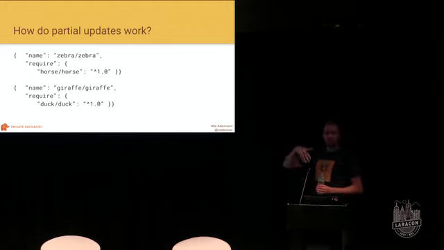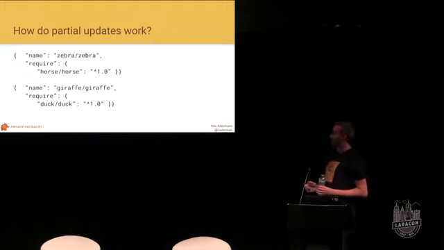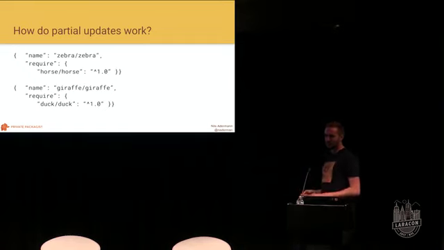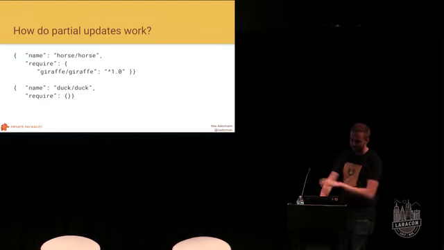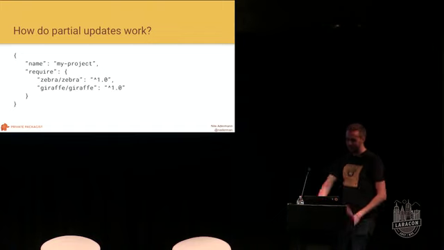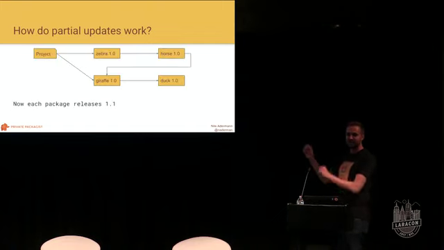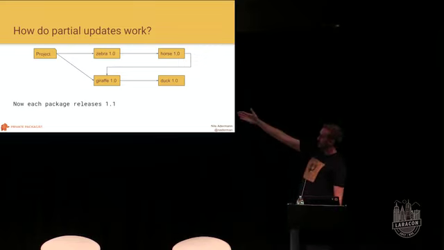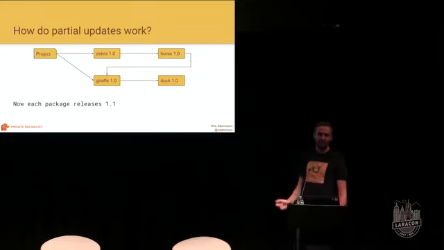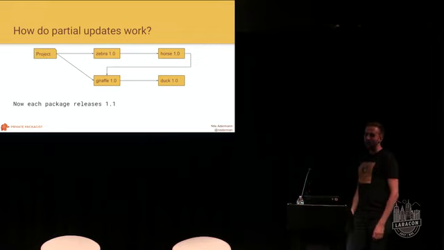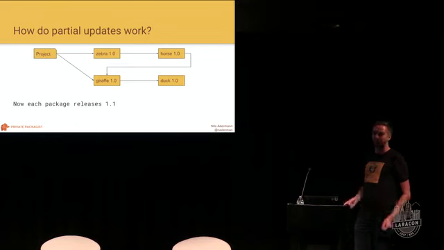So I'm saying that you should do this Composer update and then one particular package. So I want to look at how that works. I made up this absolutely absurd example of a zebra that depends on a horse, a giraffe that depends on a duck, the horse that depends on the giraffe, the duck doesn't have any dependencies, and I have a project that uses the zebra and the giraffe. So as a graph, so that you can actually understand this. Right, I have my project up there. I use these 4 different libraries that have relationships to each other in version 1.0. And now all of these packages release a version 1.1.